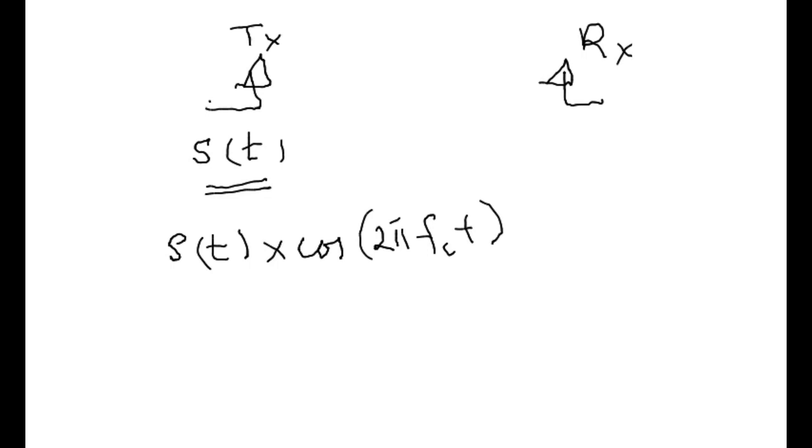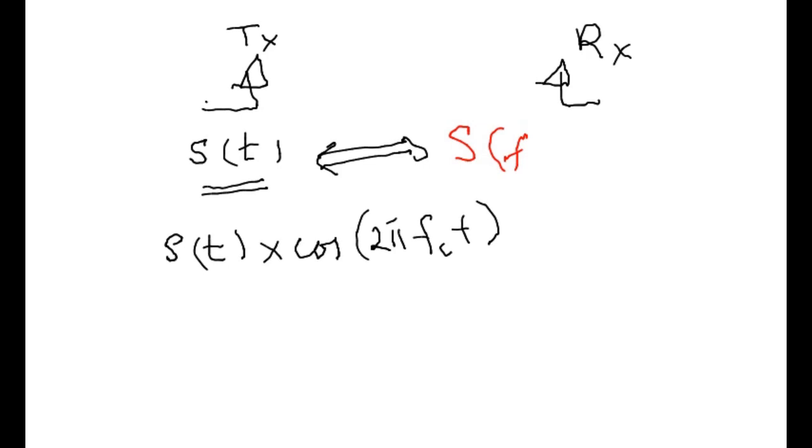So what happens when you multiply it with the carrier? When you multiply these two with the carrier, let me draw it in the frequency domain as well. If you see the frequency domain, s of t has a Fourier pair s of f, right? Now this s of f, it's a baseband signal.